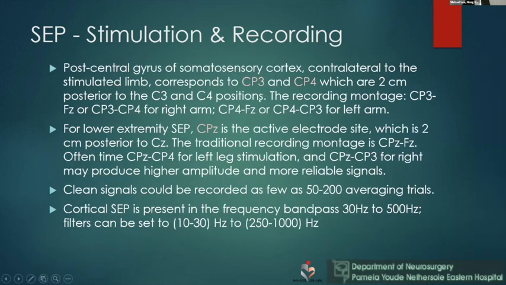So as I've mentioned about the montage, we have talked about this already. And averaging: by averaging the signal, we can optimize the signal-to-noise ratio. So usually in 50 averaging trials, we will see most of the waveform already, and the waveform looks quite nice already. But if you have 100 or 200, then usually all the noise will be eliminated.